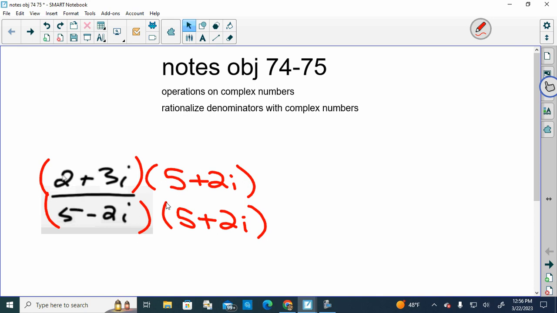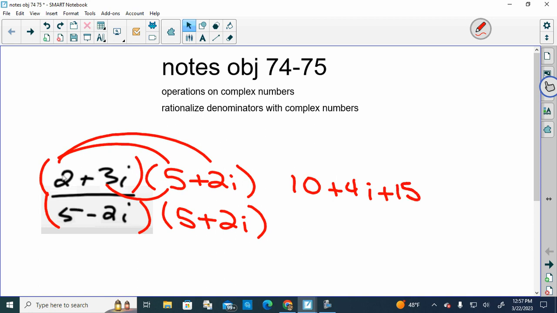Get that point? Yes. Okay. So now we're just distributing. So I'm only working with the numerator for right now. So 2 times 5 would give me 10. 2 times 2i gives me 4i. Okay, I'm done distributing the 2, so now I distribute the 3i, which gives me 15i. And then this times this is going to give me 6i squared. Questions up to there?